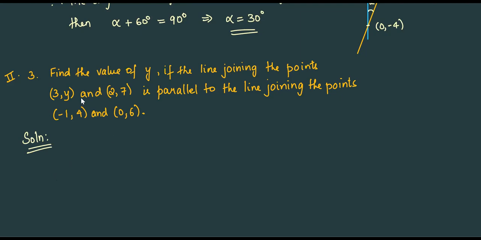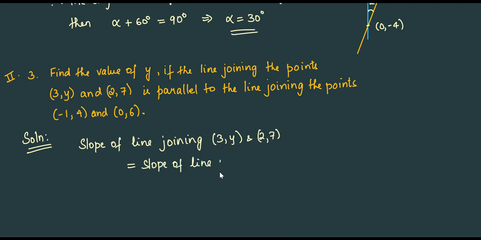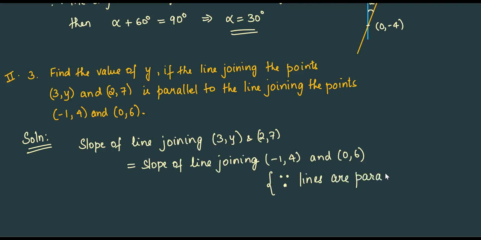Solution. Because they are parallel lines, the slope of the line joining (3, y) and (2, 7) is equal to the slope of the line joining (-1, 4) and (0, 6). If lines are parallel, their slopes will be equal.